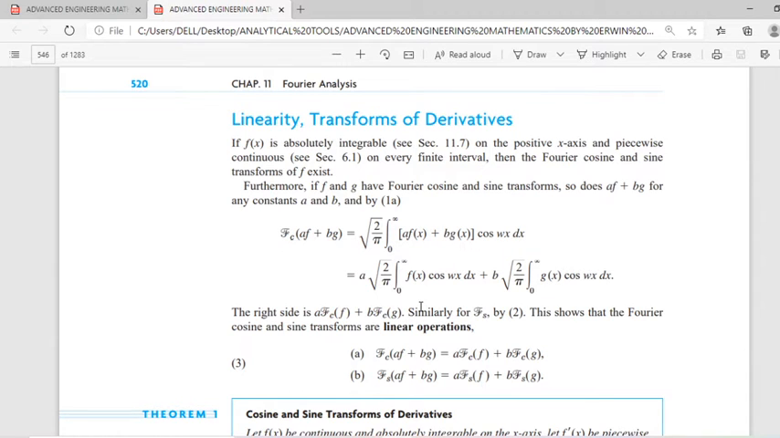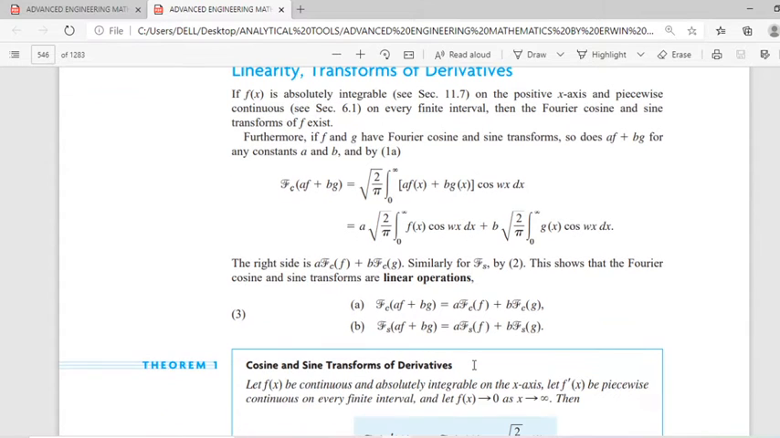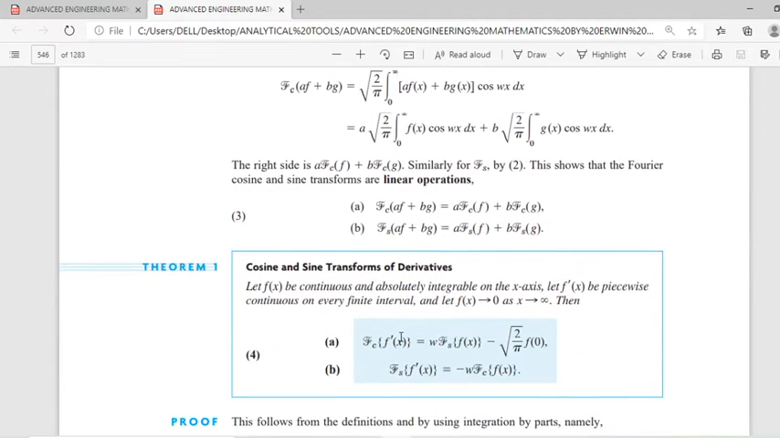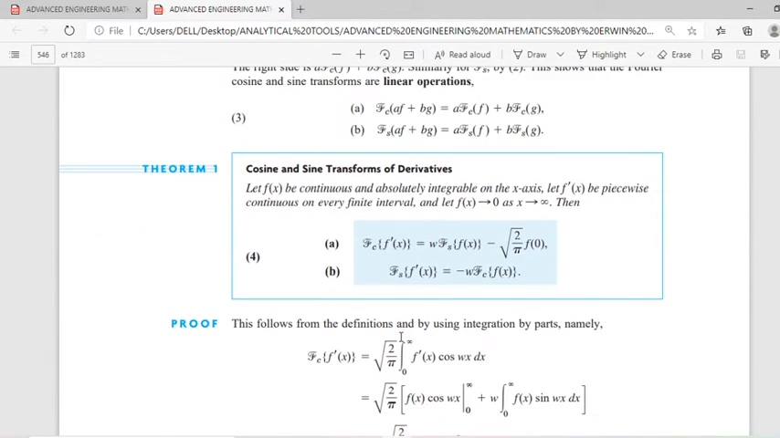The right hand side we can rewrite as a into fc of f plus b into fc of g. So this is the formula we have obtained. I think you could understand the linearity property, and a similar approach can be adopted with sine instead of cos, and you will get the linearity property for the Fourier sine transform.